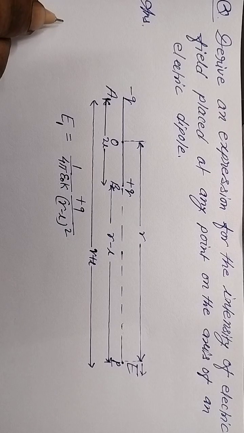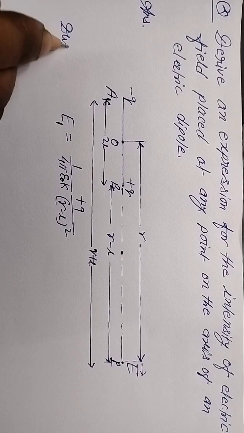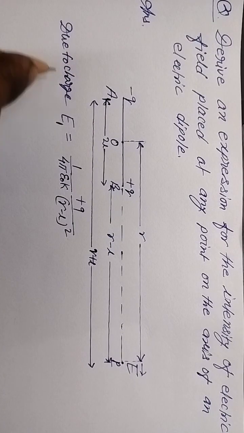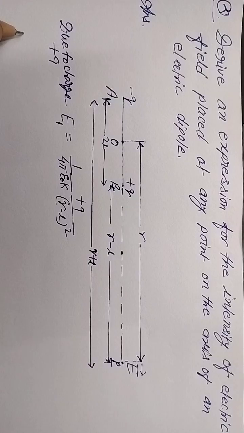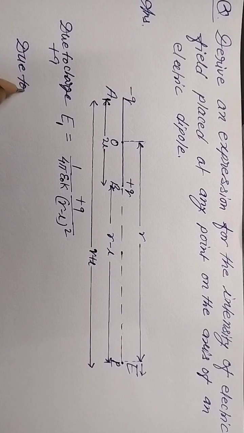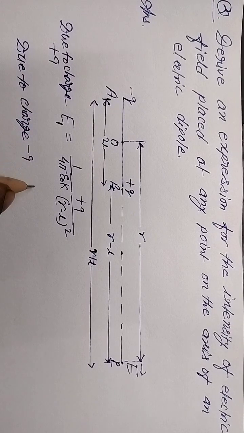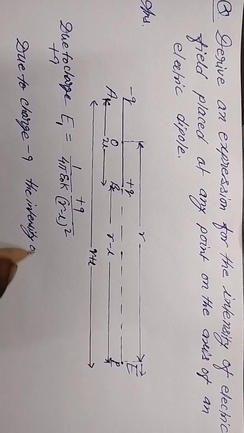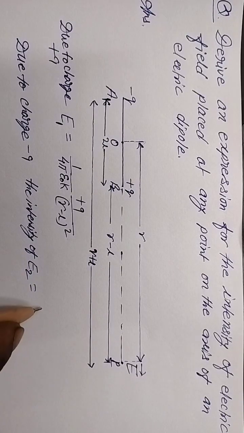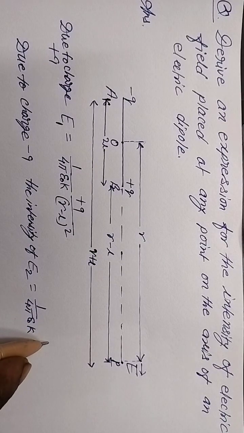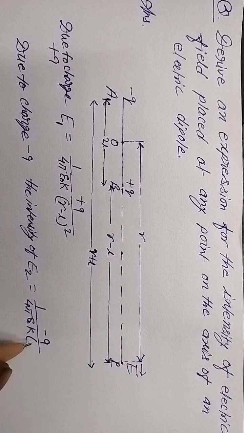Now, this is due to charge plus Q. Similarly, due to charge minus Q, the intensity of electric field E2 is equal to 1 upon 4 pi epsilon 0 K, minus Q upon (R plus L) square.